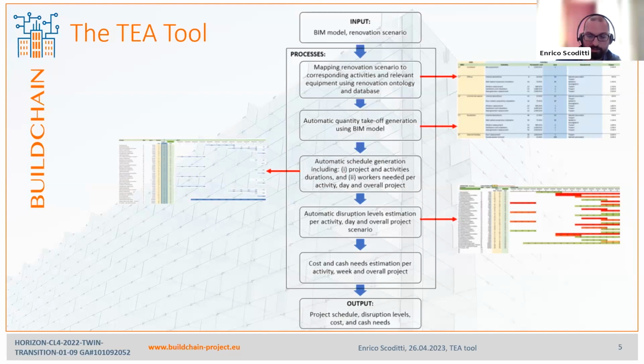Thirdly, building elements and material quantities are generated from BIM models and linked to the renovation activities, which allows the generation of a renovation schedule corresponding to the scenario selected. Finally, using the database developed, the TIA tool estimates and simulates disruption levels, in addition to cash needs, etc.